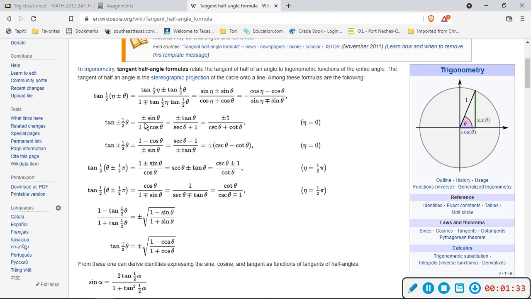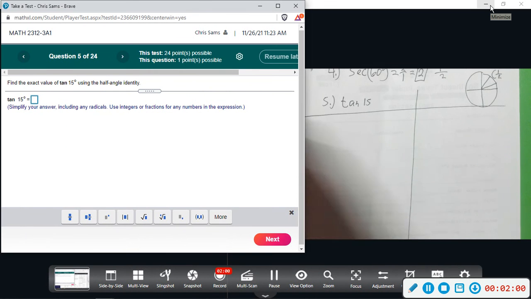And then you have this version. You have sine over 1 plus cosine. You have the 1 plus cosine over sine. And then there are even more that we don't use, but you can just continue to manipulate them. But for simplicity, I'll probably use this one, sine theta over 1 plus cosine. So I'll use that one. So there's two different formulas.